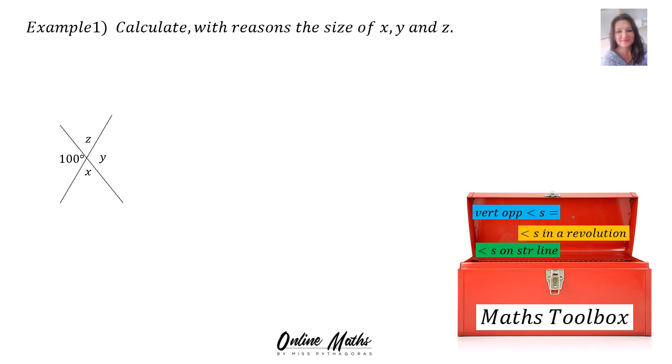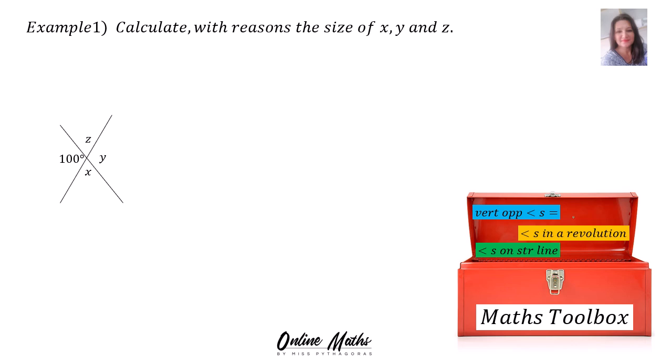Example 1. Calculate with reasons the size of x, y, and z. And then you see the sketch there. There's 2 lines, they are intersecting, and then there's 4 angles around a point. And then there's one angle size given, 100 degrees. And on the right hand side, you will see my little toolbox came with my 3 tools.